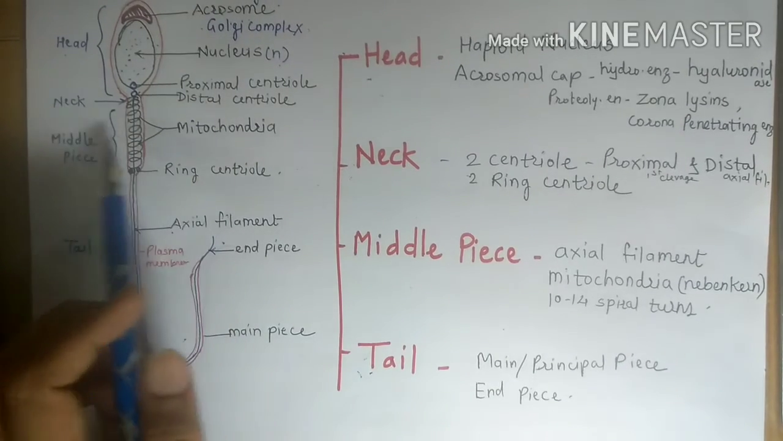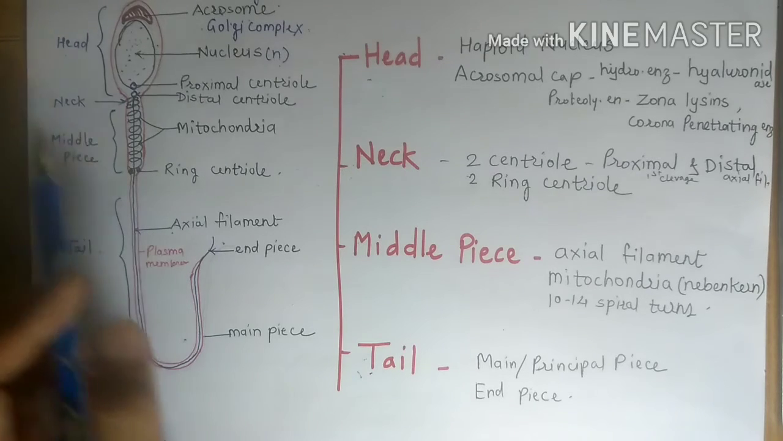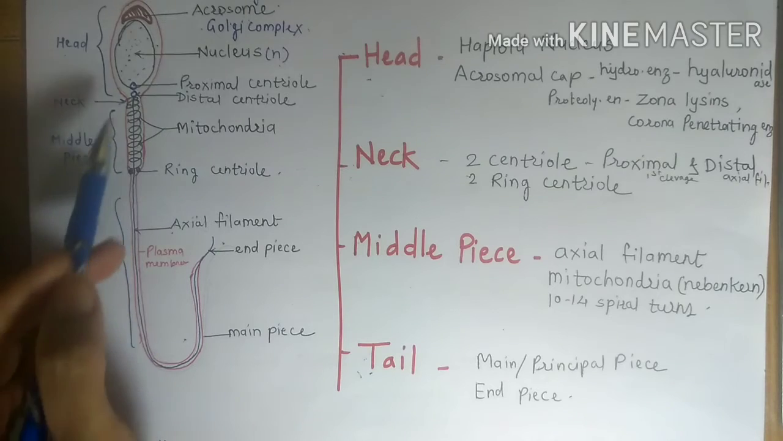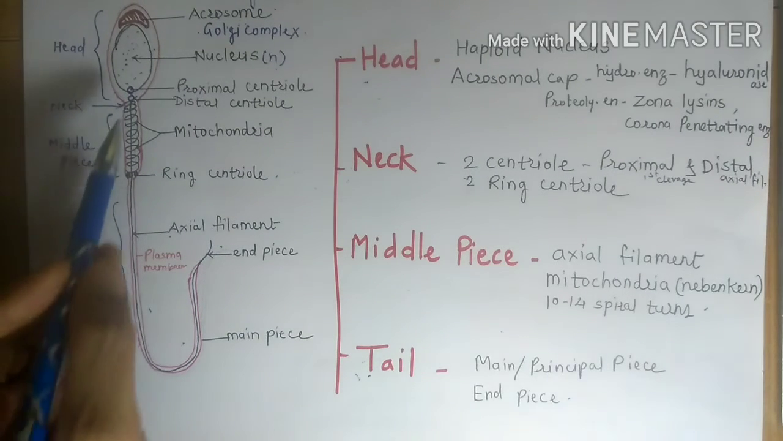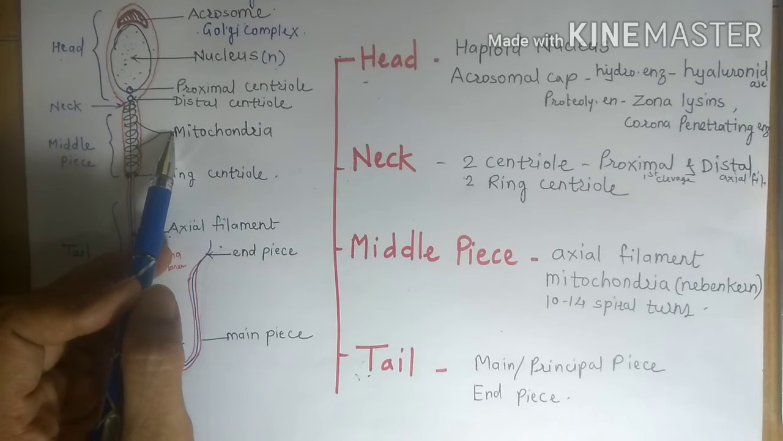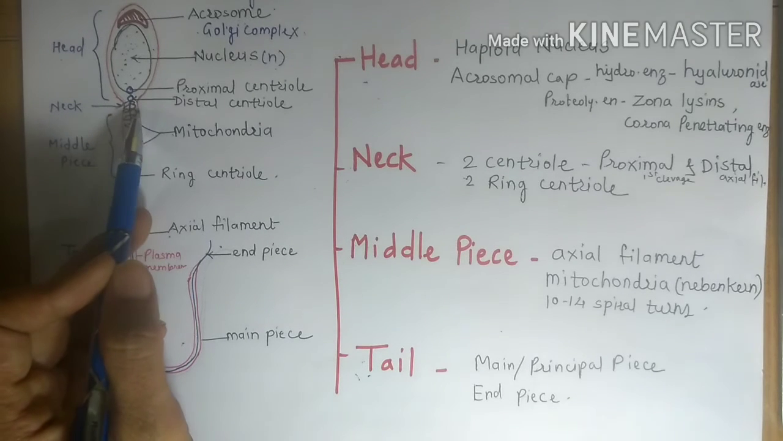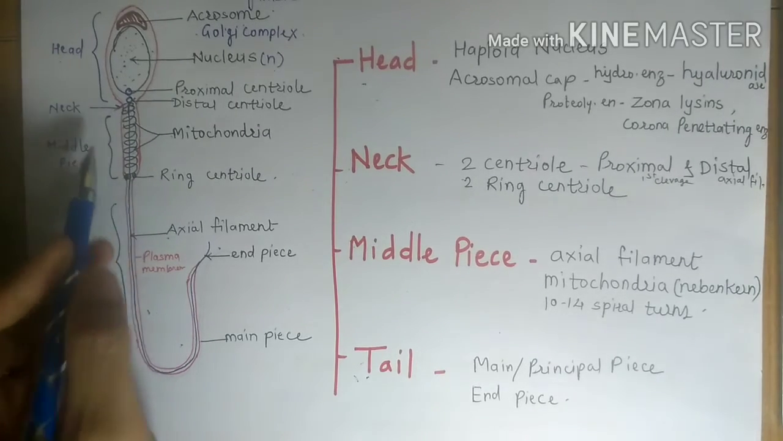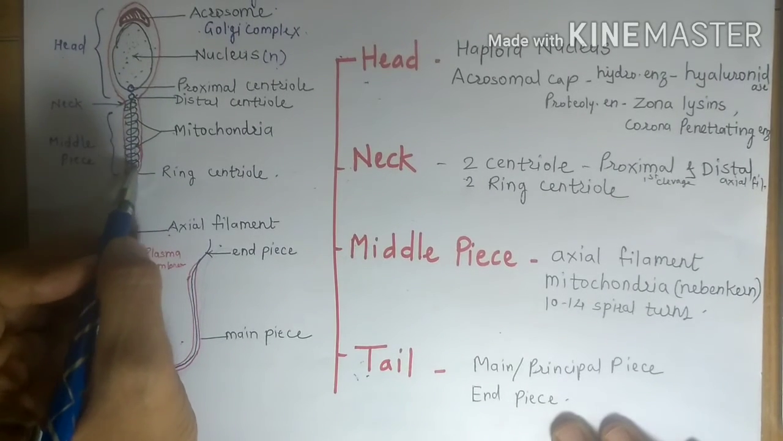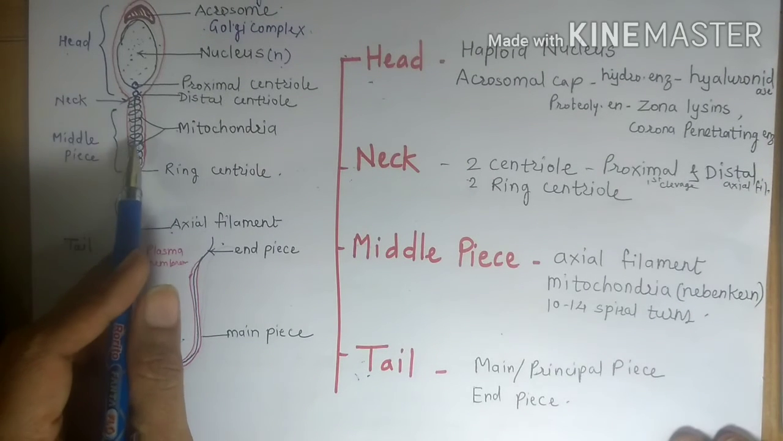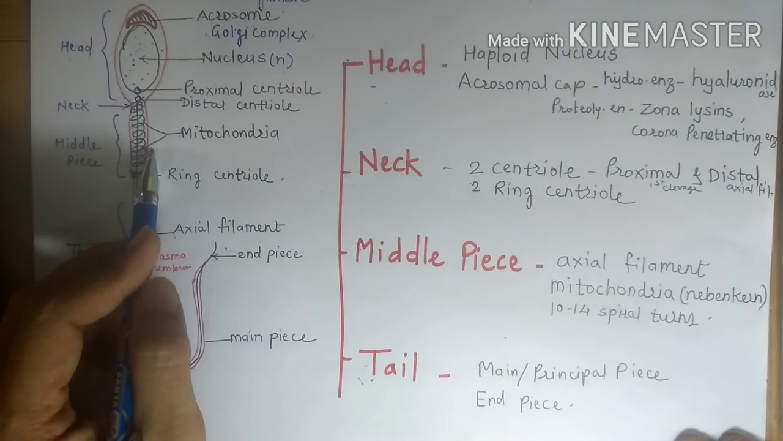Then the next part is the middle piece. The middle piece is the elongated part. It contains the axial filament which has originated from the distal centriole, and mitochondria. But the mitochondria are not plain; they are coiled. About 10 to 14 coils are present in the middle piece. Since they are coiled, they are called Nebenkern, the coiled structure of mitochondria.